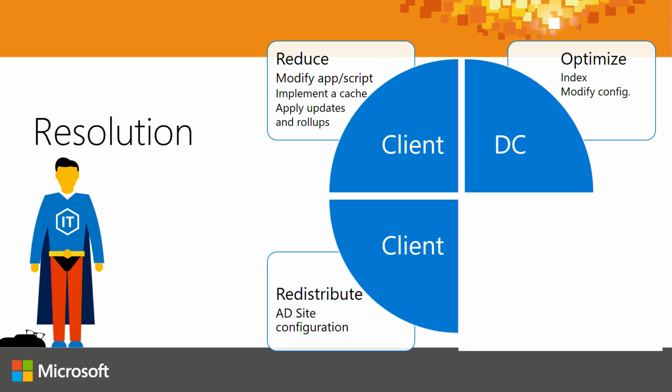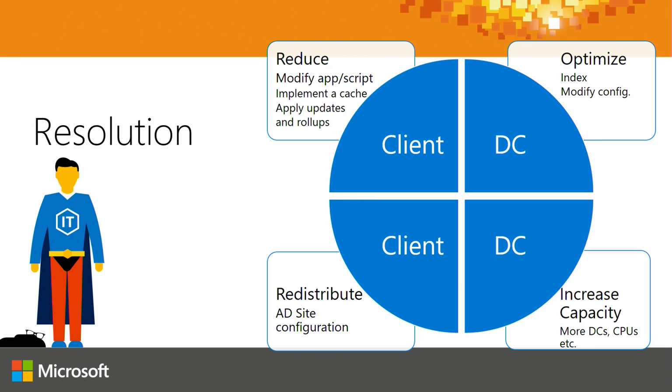So what's another client-side thing we can do? Well, we can redistribute the load and do that via changing your site configuration, ensuring your clients map to sites and they go to other DCs. That's a little bit harder to do. And then finally, increase capacity on the DC side. Add more DCs, more VMs or whatever, add more CPU, more RAM.